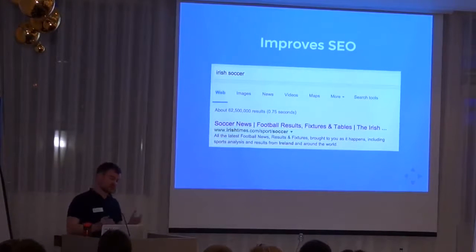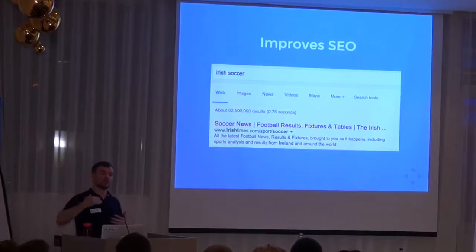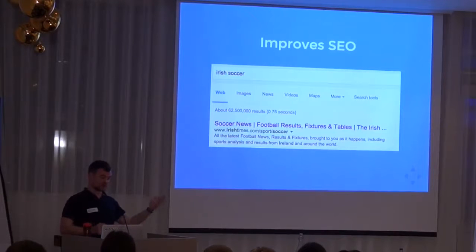So here you can see if I type in Irish soccer, I get back the Irish Times soccer page as one of the first results. What the algorithm will do, it won't automatically put it at the very top, but it will rank it higher based on the URL. So it knows the keywords here are Irish and soccer, so I'm going to give you the Irish Times soccer page as its first result.